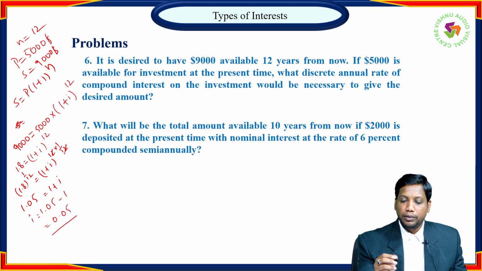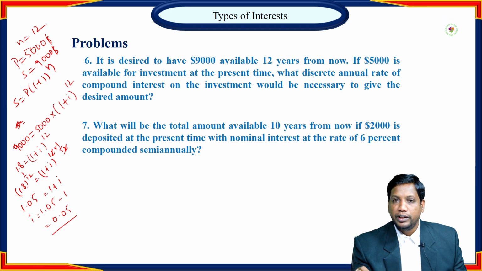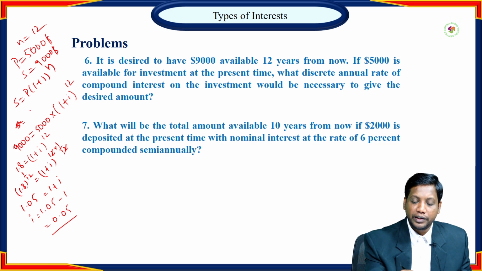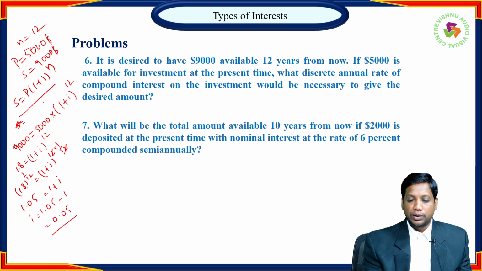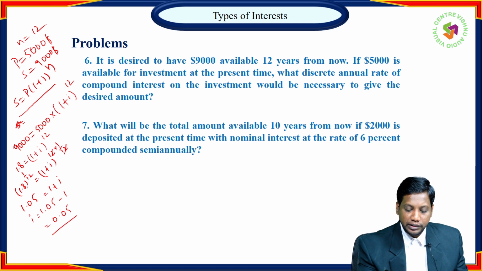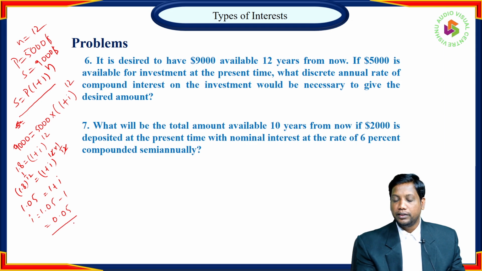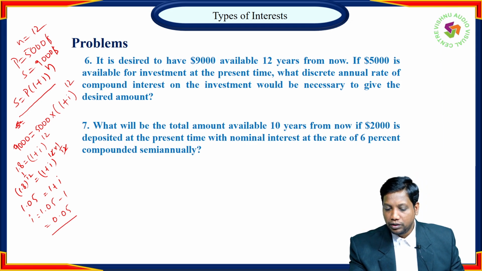Okay, in this problem we just need to substitute the given components. Principal is given as 5,000. The desired total sum is given as 9,000. Period of time is given as 12 years. So our formula for calculating the compound interest is S equals P into 1 plus I whole power n. Substitute the given components, then we will get I equals 0.05. Okay. In the same way, we will solve another problem.